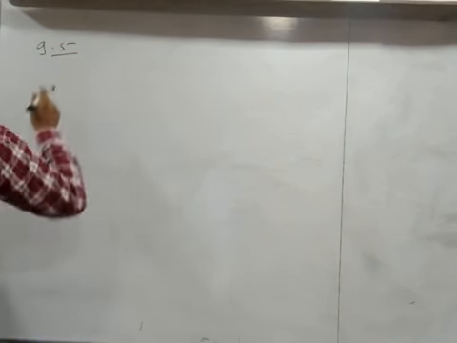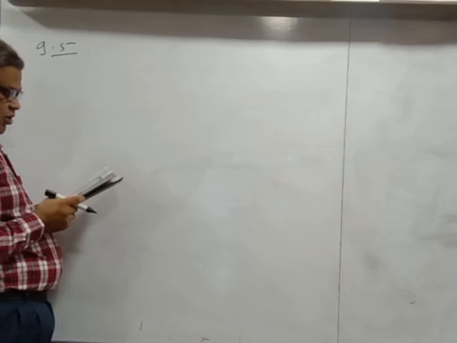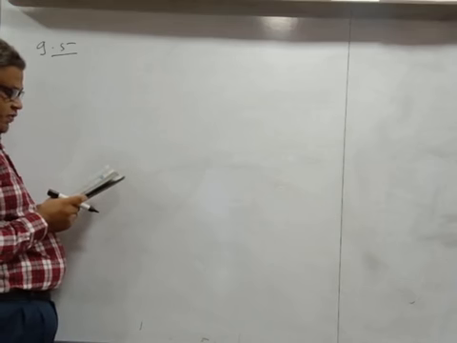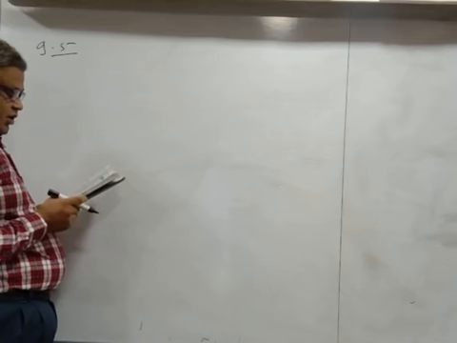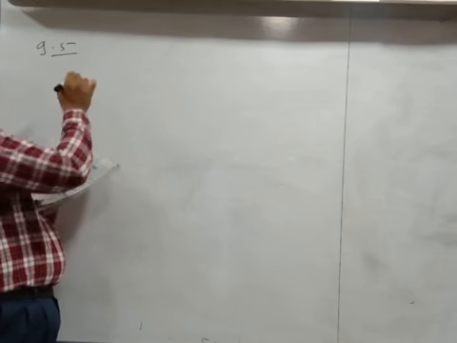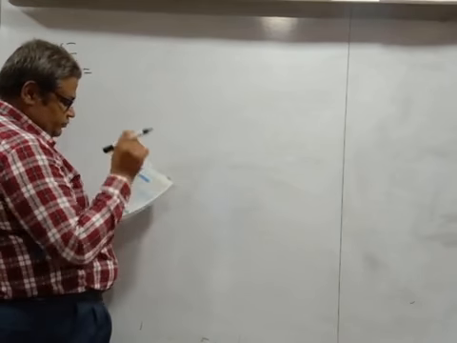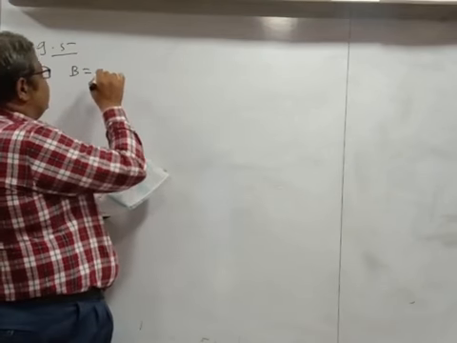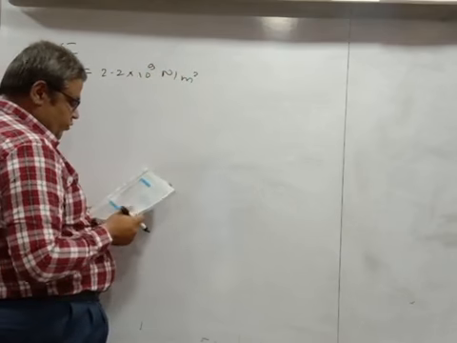Example number 9.5. The average depth of the Indian Ocean is about 3000 meters. Calculate the fractional compression delta V by V of the water at the bottom of the ocean, given the bulk modulus of the water is 2.2 into 10 raised to 9 Newton per meter square. Now they are giving us the value of B here as 2.2 into 10 raised to 9 Newton per meter square, the bulk modulus.